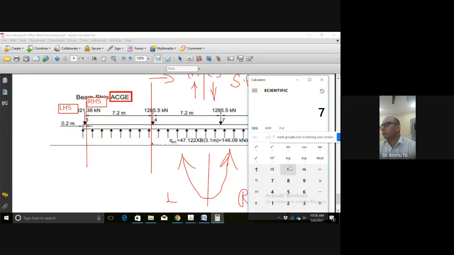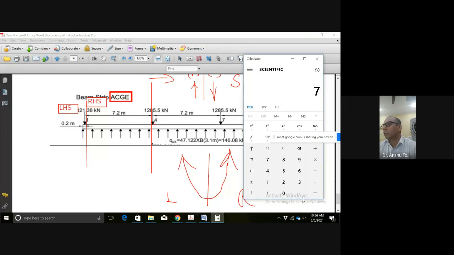7.2 meter into 146.08 is equal to, this is the total load which is acting at the center. That means 7.4. Total is 7.4, and half of 7.4 is going to be 3.7, into 3.7 is equal to this value which is positive.